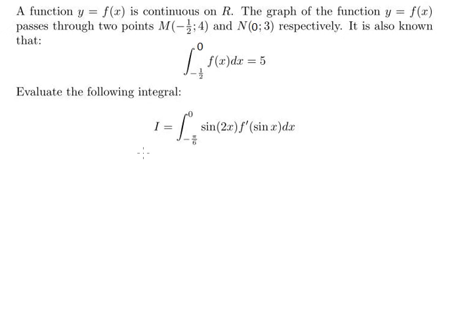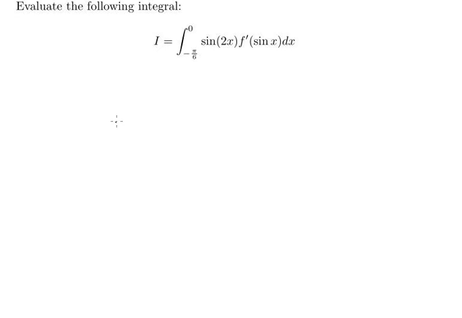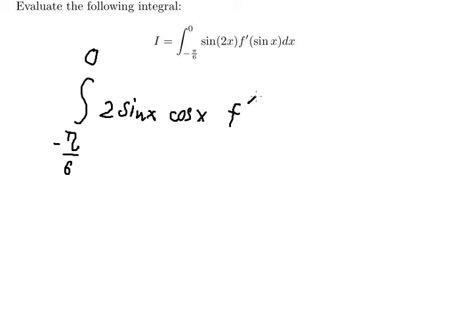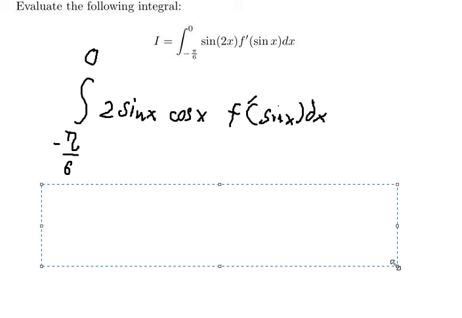So now I will show you how to answer. We have the integration from negative pi over 6 to 0 in here. We know that sine 2x is 2 sine x cosine x. Now, we can use integration by substitution.